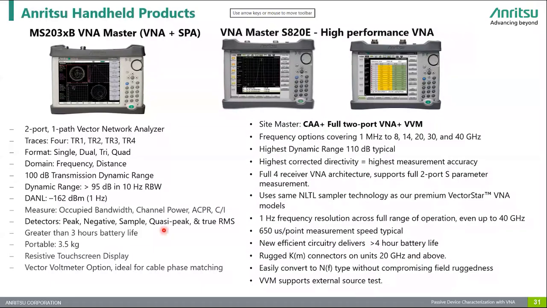In summary, both instruments offer exceptional performance, portability, and flexibility, making them ideal for engineers in defense, telecom, aerospace, and Navy professionals who need reliable, high-precision measurements on the go.